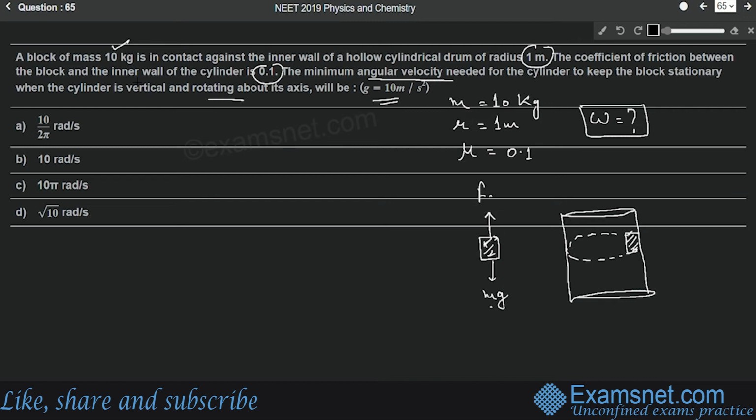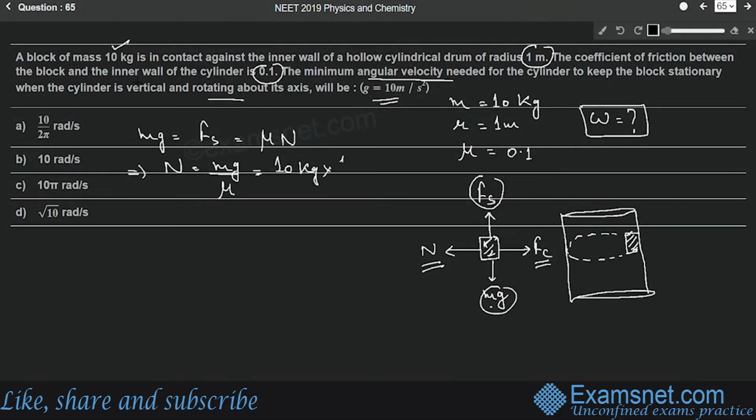So it is frictional force. Then normal will be acting towards inside of the drum, and then opposite to normal, centrifugal force will be acting, suppose Fc. So we know that the magnitude of mg will be equal to the magnitude of frictional force. Similarly, the magnitude of normal will be equal to magnitude of centrifugal force, because the two will balance each other. So in first case, mg will be equal to frictional force, and frictional force is equal to mu into n. That you have to remember. So what will be the value of n? It will be equal to mg divided by mu. What is m? It is 10 kg. G is 10 meter per second square.